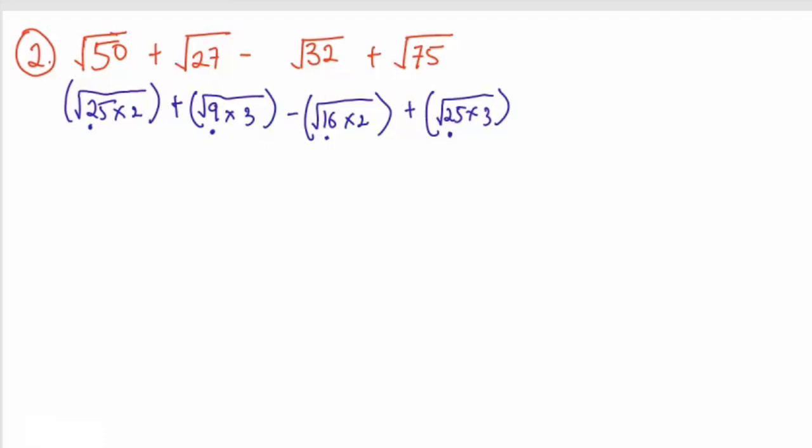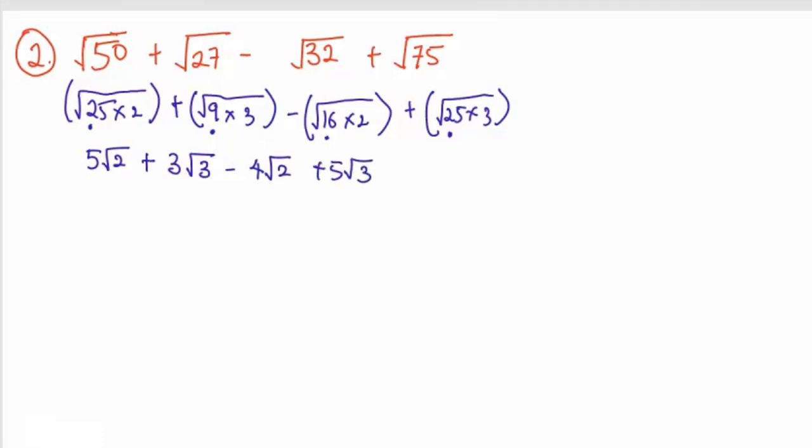Now, the square root of 25 is 5, right? So this will be 5 root 2 plus the square root of 9 is 3. This will be 3 root 3 minus the square root of 16 is 4. So that will be 4 root 2. Lastly, the square root of 25 is 5. So that will be 5 root 3.